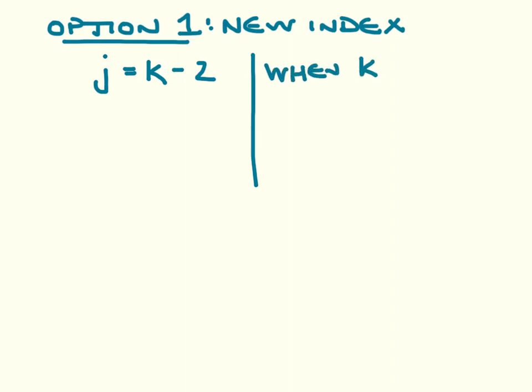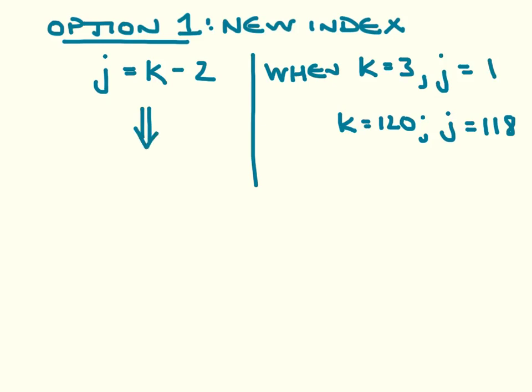we get that when k is equal to 3, j is equal to 3 minus 2, which is 1, which is what we want. And when k is equal to 120, which is our upper bound, j is equal to 118. Okay, it's also important to note that if j is equal to k minus 2, we can equivalently write that as k equals j plus 2.